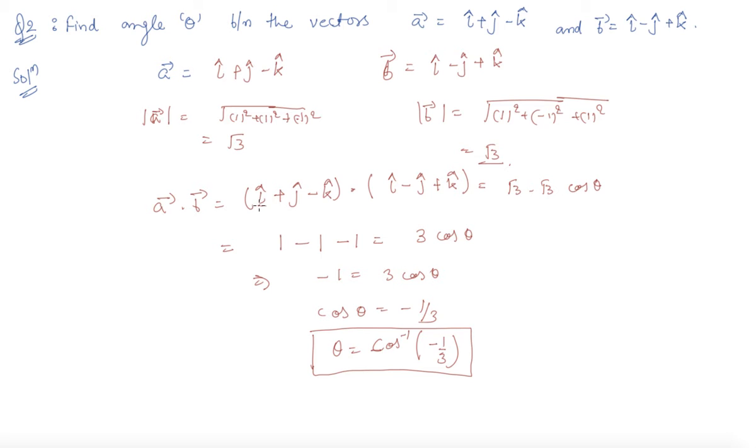So students, i dot i is 1 because, let's say this is i vector having magnitude 1 and direction of the x-axis, and if you multiply this vector with another same vector, the dot product will be 1. Okay, so this is the answer. I hope students now you are pretty clear about this question. Now let's move to question number 3.